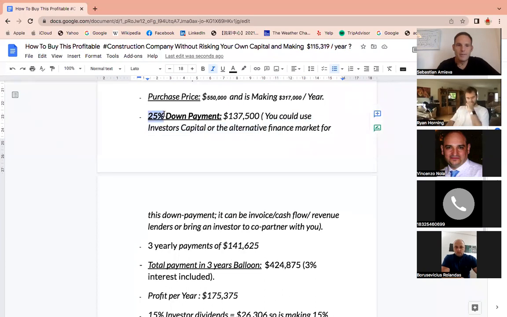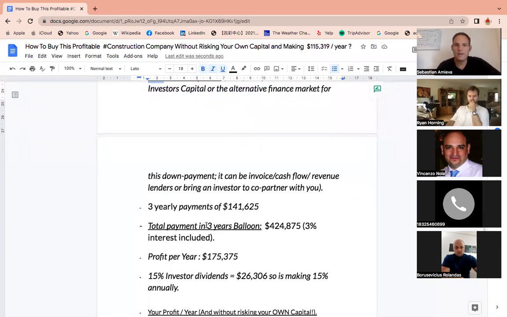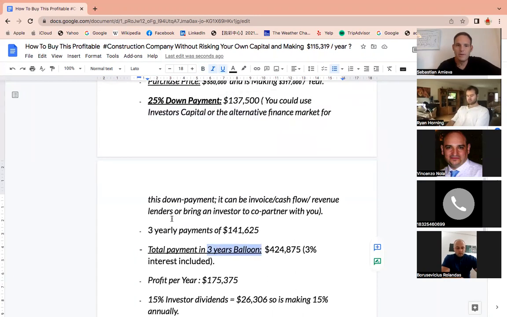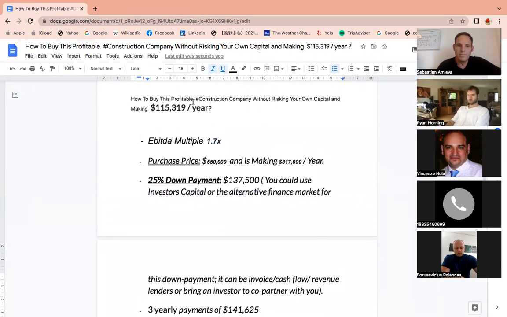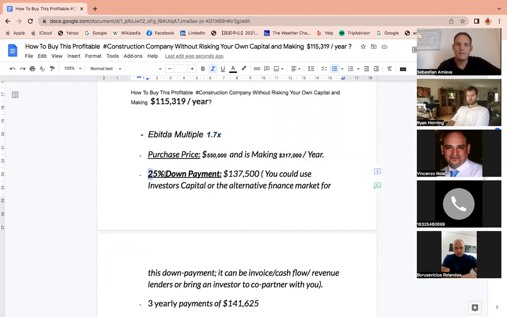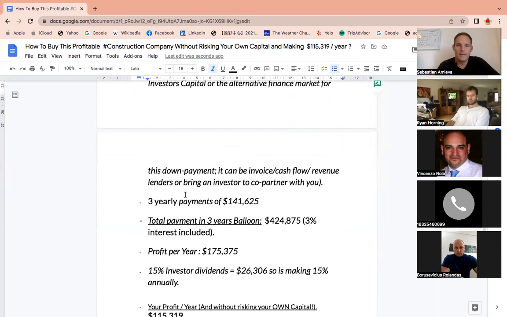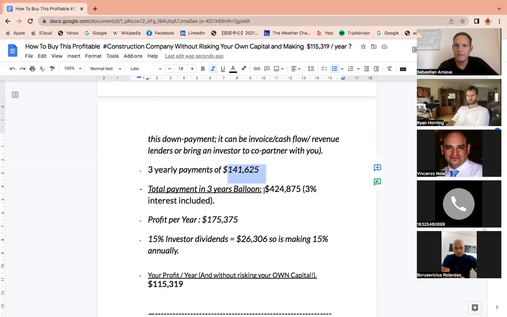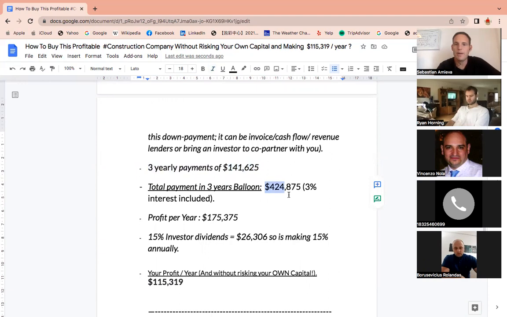The rest, the 75%, is going to be seller finance. In this case, we are going to pay over 3 years, balloon. This is how we're going to do it. Once you get a deal with a multiple of 1.7 EBITDA, with this kind of asking price, making this kind of money per year, you can make a letter of intent offering a 25% down payment. Then you pay the rest in 3 yearly payments of 141K. The total payment over 3 years will be 424K, plus the down payment, which makes the total asking price of 550K.